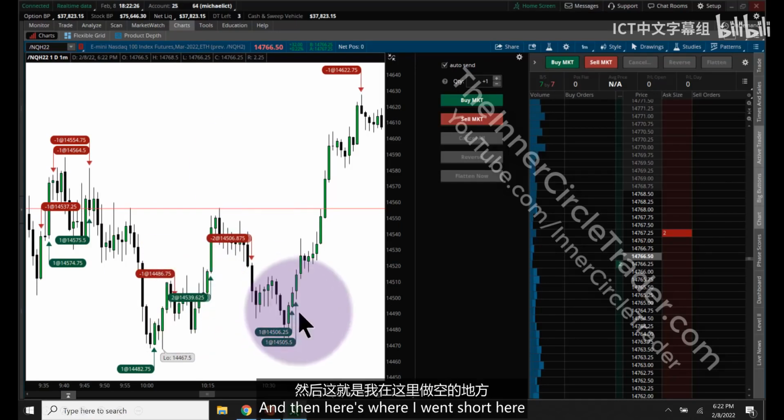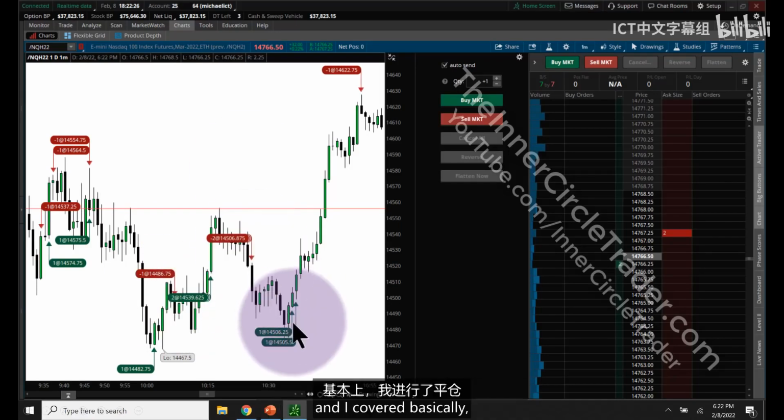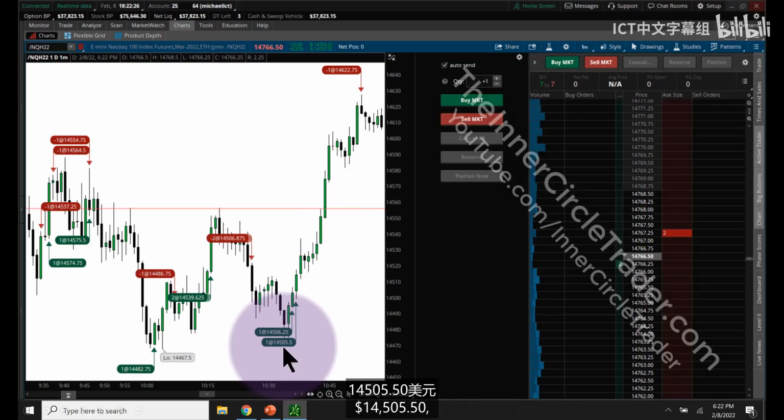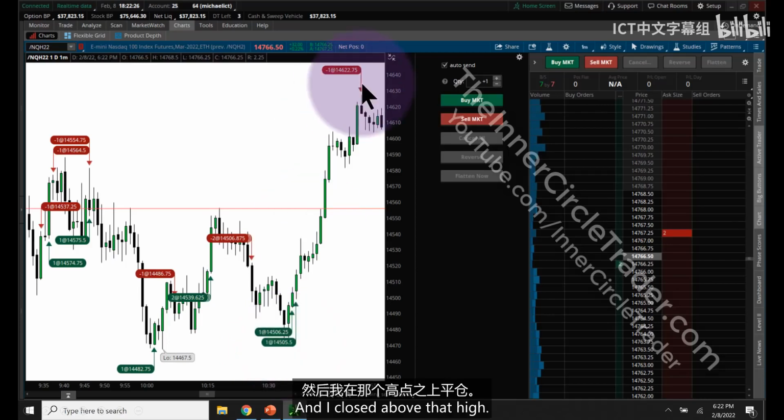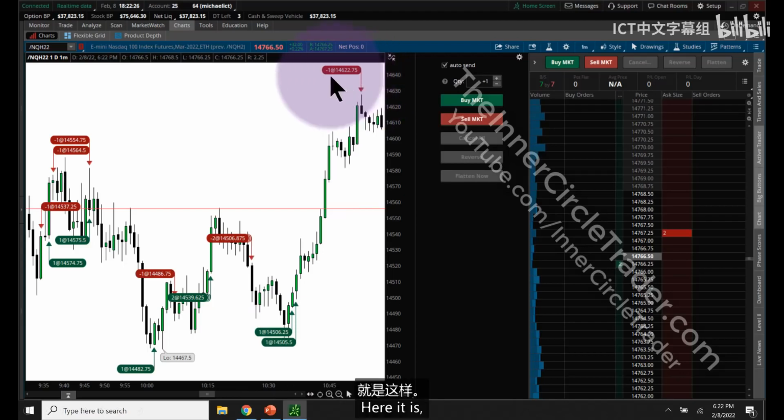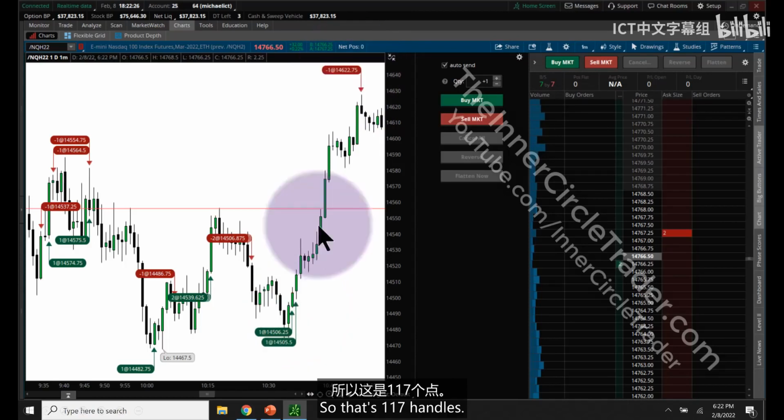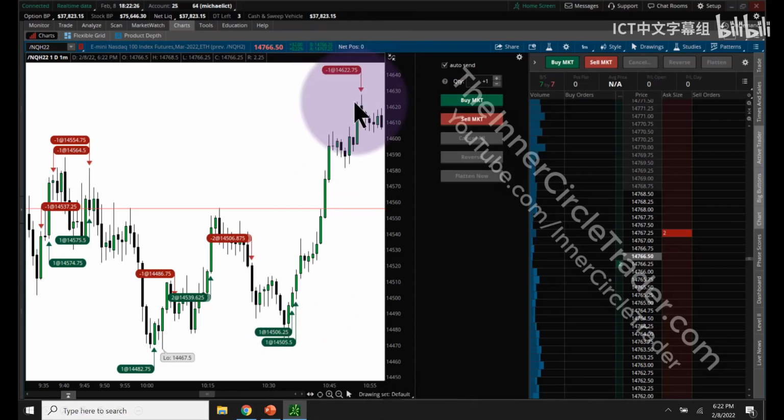But all of this went away, and then here's where I went short here, and I covered basically, then I went long right on that candle right there. And what was my price? 14,505.5. Okay, and I closed above that high. Remember the high was at 14,620. Here it is, 14,622 3/4. So that's 117 handles.